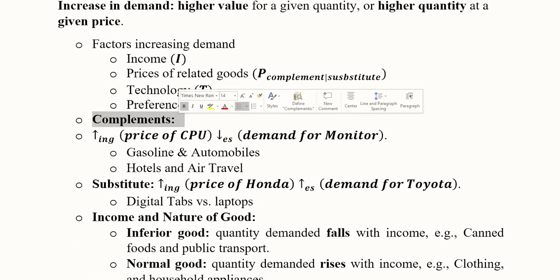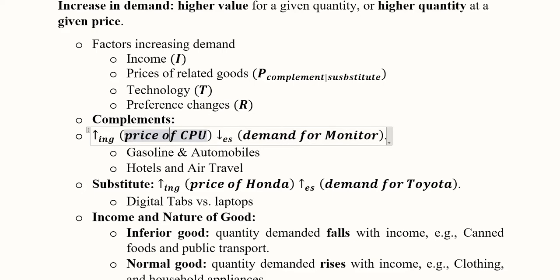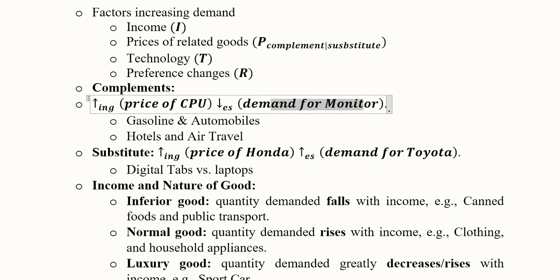So complements can be, for example, in the form of a CPU and a monitor, because when we use these two goods together, they give us a PC that we can use. And if the price of CPUs increases, it is going to decrease the demand for the monitor, because we know that a CPU is expensive. So if we reduce buying CPUs, the demand for monitors will also fall. So you see, complements have an opposite relationship between the price and the quantity demanded of a couple of complement goods.